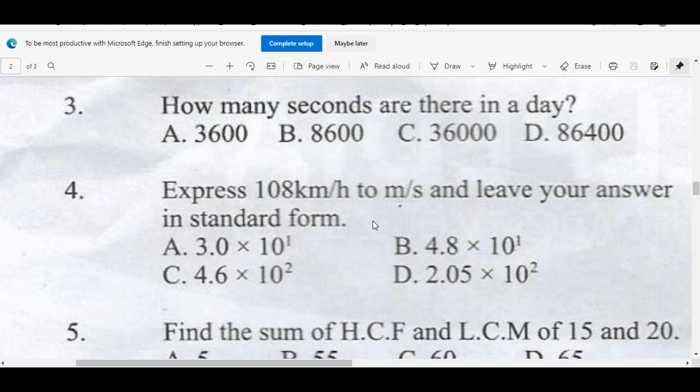Number 4. Read. Express 8 kilometers per hour in meters per second. Leave your answer in standard form.